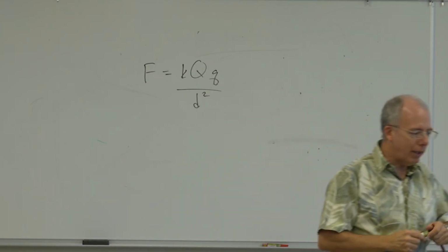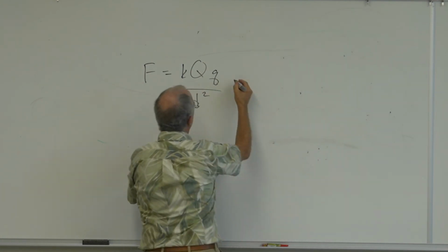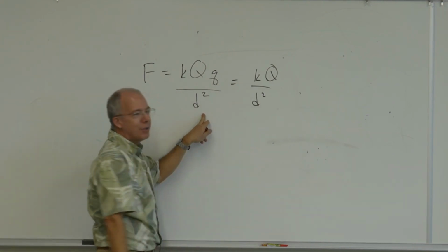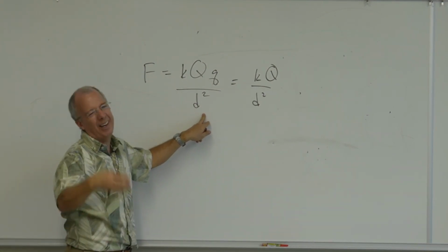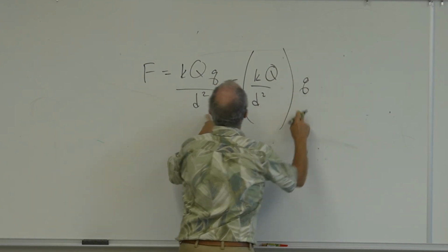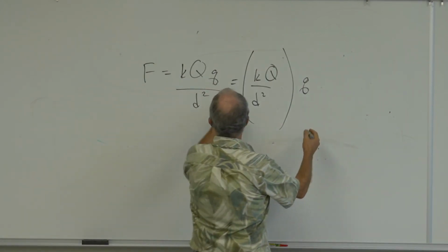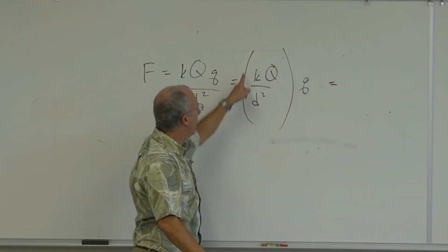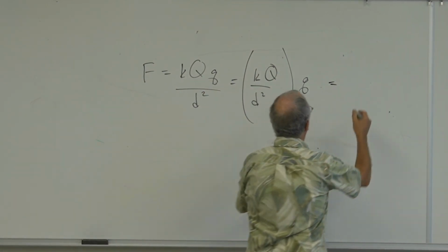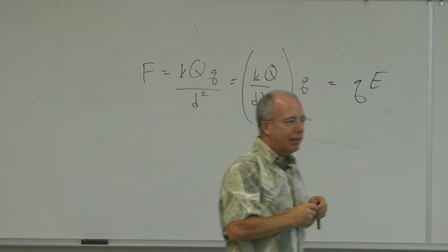Everybody agree? Now, just watch what I do. That's equal to K, Q over distance squared. I'm being inconsistent, right? I had R the last time, now I have D. Who cares? Same thing. Is that the same as that? Did I cheat? No, that's good math. Now, what is inside the parentheses? That's the E. E! So there. Is that correct?